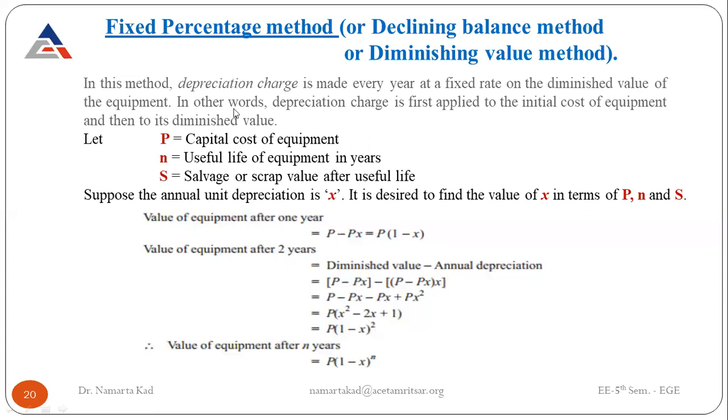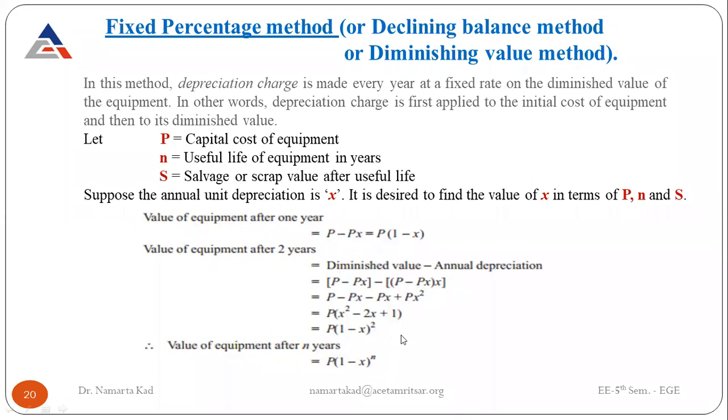As per the PPT, this is the capital investment, useful life, salvage value. The value of the equipment after 1 year is P minus P times x, which gives the same formula P into (1 minus x). Here they are using simply x, whereas on the board we used x by 100. The value of the equipment after 2 years, the diminished value, is P minus Px, minus the fixed percentage of the next one.